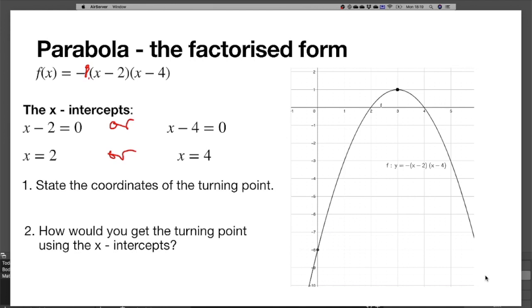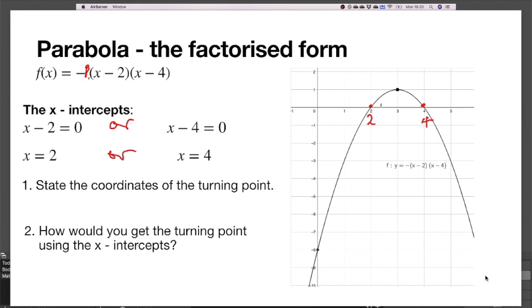So there is an intercept at x is equal to 2, that is our 2 there, and there is another intercept at x is equal to 4. But what I want us to look at now is the connection between the x-intercepts and the turning point. Earlier on we said we need to take the two x-intercepts, add them up together, and divide the answer by 2. Let's do that and see what we get.